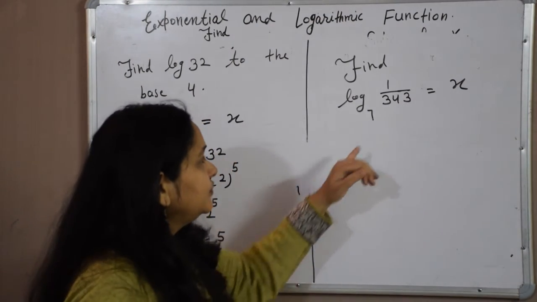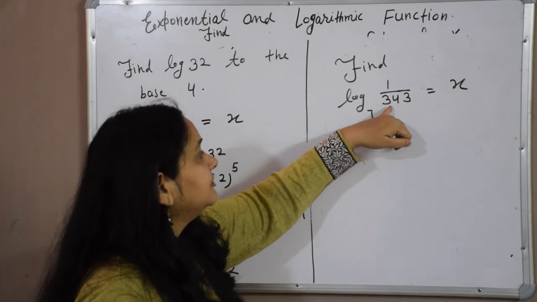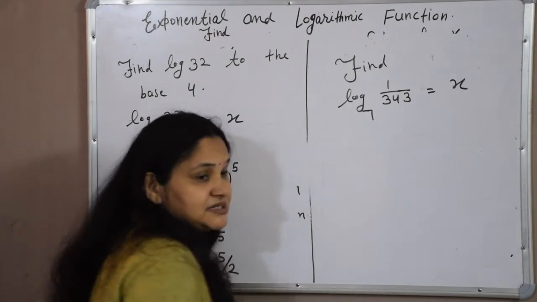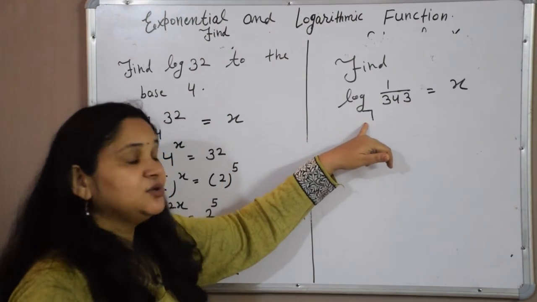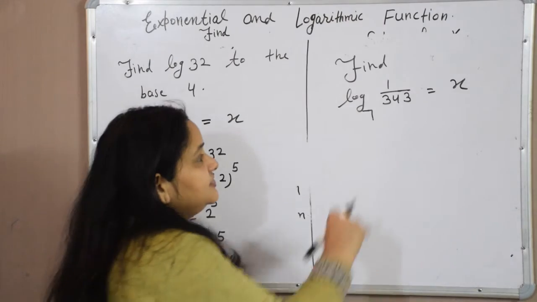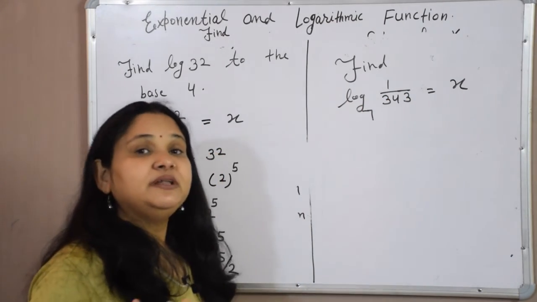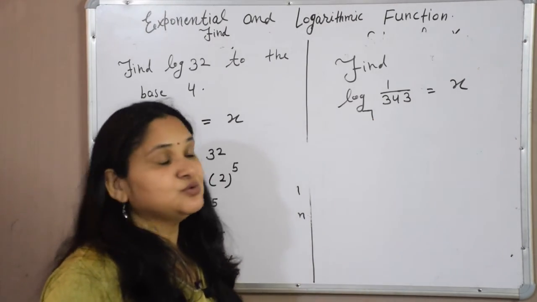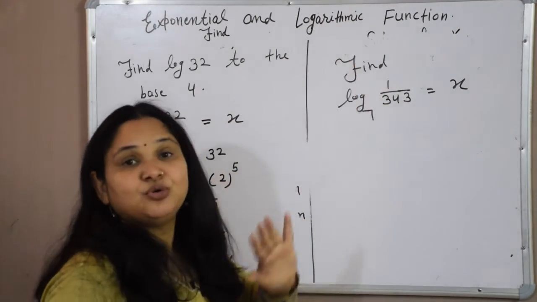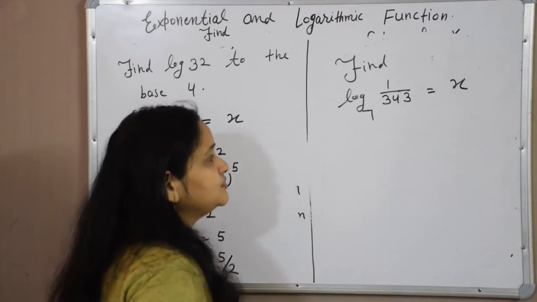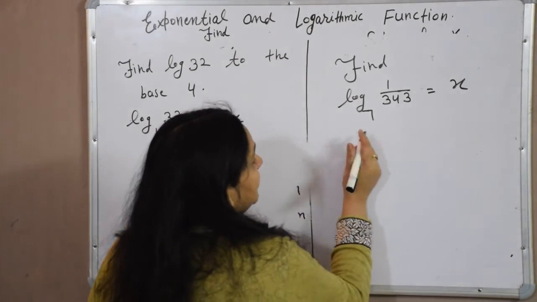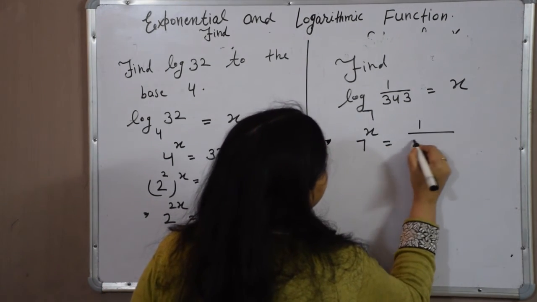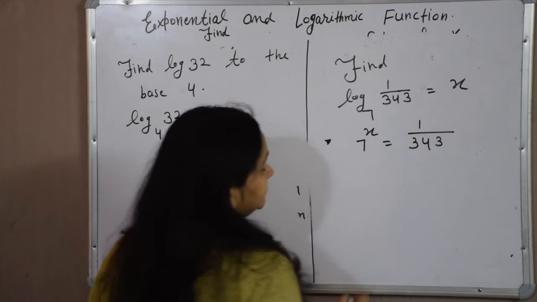Now are you confused about how we can take this number 1 by 343? Because I have already told you that our condition with the base was that it is always greater than 0 and it cannot be equal to 1, and the condition with this number is only that it should be greater than 0. So 1 by 343 is greater than 0. So we can consider a fraction also, no problem will be there. Don't be confused and panic about this number. So how can we take it? We can consider 7 raised to power x is equal to 1 by 343.